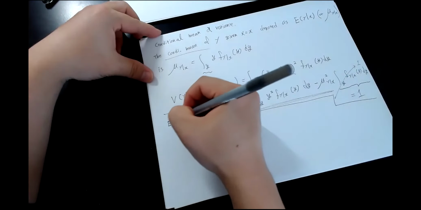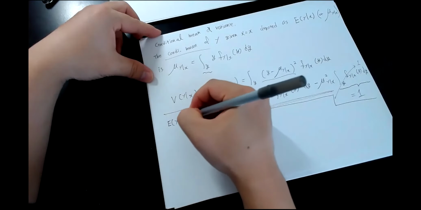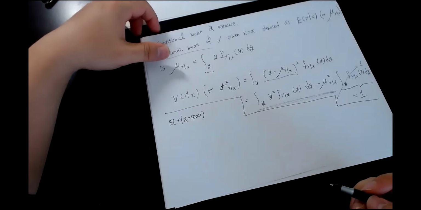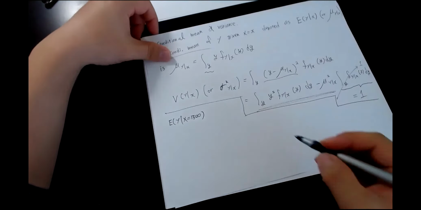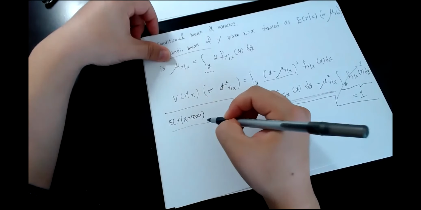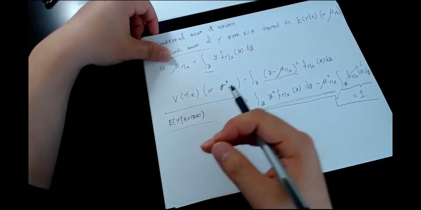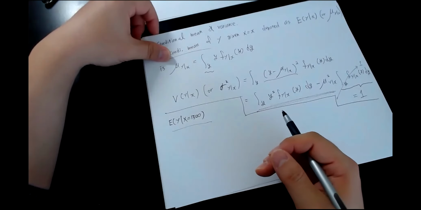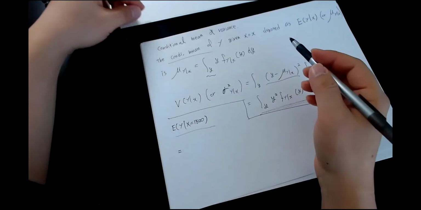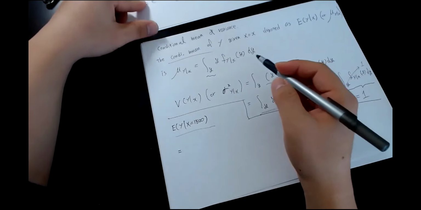So the expected value of Y given X equals 1500. That is the quotient in the problem, example 5.7. Now this is equal to what, by definition of the conditional mean, which is this, right?